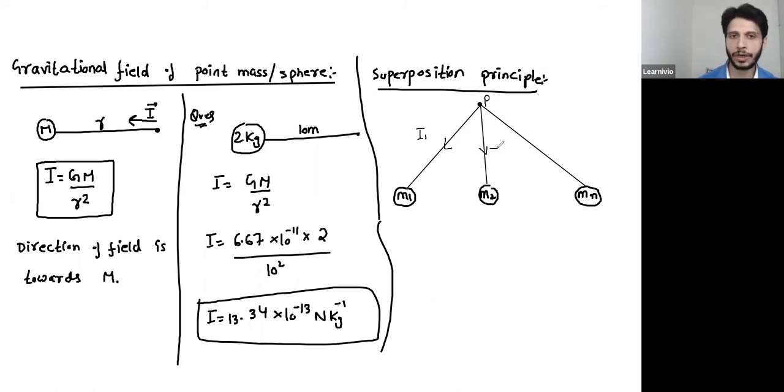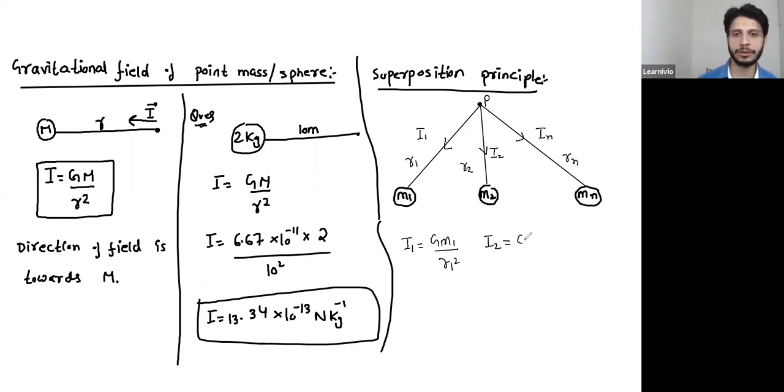You have n masses here, and you're supposed to calculate the field over this point. To calculate the field at this point, we will first calculate the field due to individual masses. If I call this separation R1, this separation R2, this separation R3, up to Rn, then I can write I1 as GM1 by R1 square.